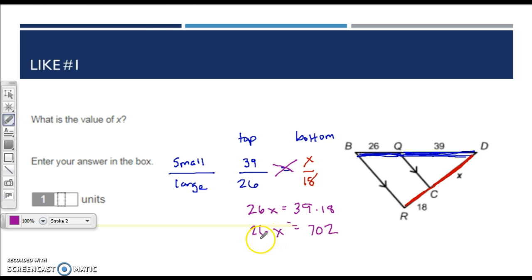Now, to get x by himself, I'm going to divide both sides by 26. So I get x equals 702 divided by 26. And the answer is 27. So the length of this part right here is 27. Cool, huh? All right, hope that helps.